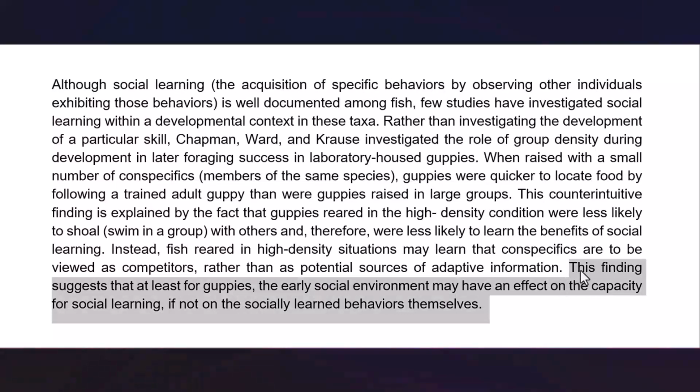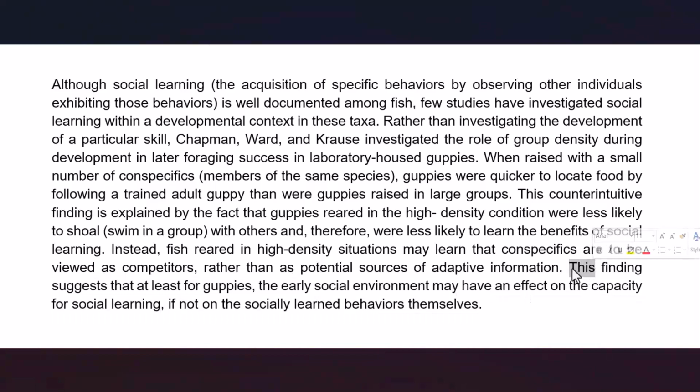Sentence 6. This finding suggests that, at least for guppies, the early social environment may have an effect on the capacity for social learning, if not on the socially learned behaviors themselves. In this sentence, this is a demonstrative pronoun, and this finding refers to this clause in the preceding sentence. This finding that guppies reared in high-density society see others as their competitors and not a potential source to learn from. This is the finding, and what does this finding suggest?